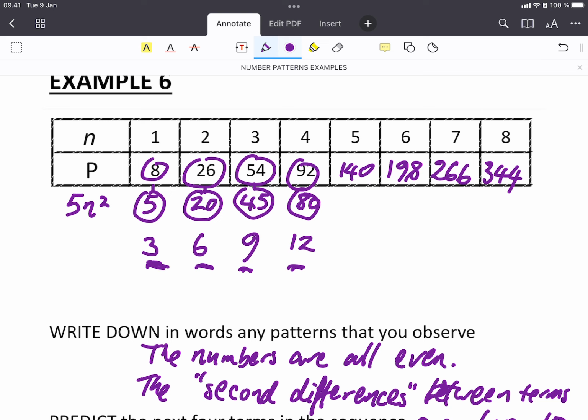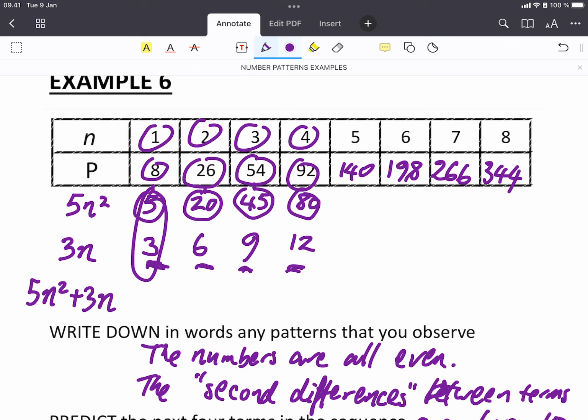So because they're going up by 3 every time the n goes up by 1, then the rule for that must involve 3 times n. So in fact on this occasion they are just 3 times n. So the general rule that we want is 5n squared plus 3n, and then that'll give us 5 plus 3 is 8, 20 plus 6 is 26, 45 plus 9 is 54. It's giving us the numbers we want.